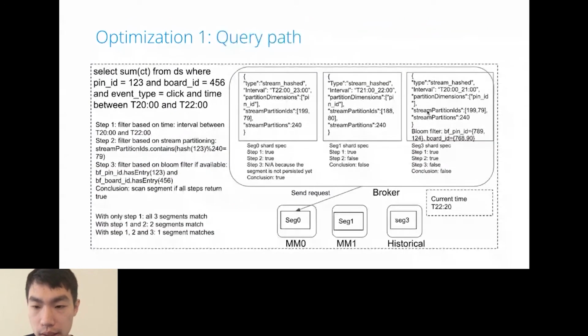If you look at the example here, each segment has a shard spec, right? Here it's a string hashed, and when the broker verifies whether the segment needs to be scanned, it also takes into account the corresponding Bloom filter associated with this segment. It just checks whether the existing entries in the Bloom filter, in this case pin ID and board ID, match one of the query filters. If the query contains a filter on pin ID, it checks whether the available Bloom filter for this segment contains the entry like pin ID 123. So in short, that's automatic.